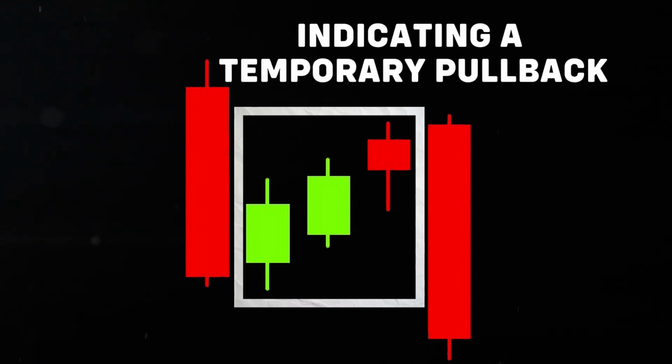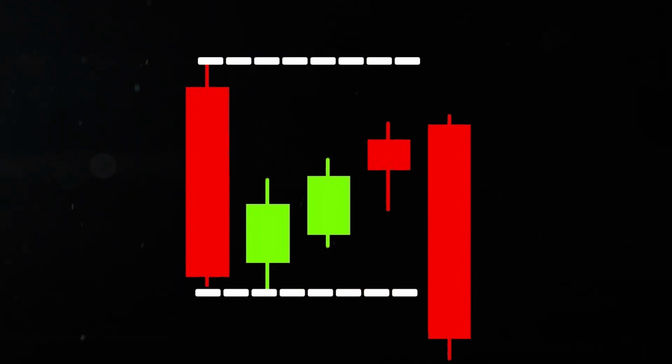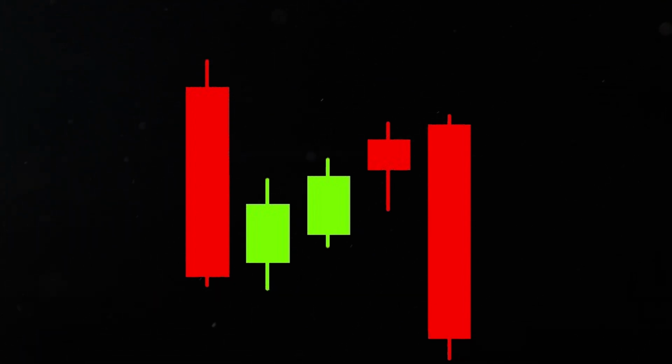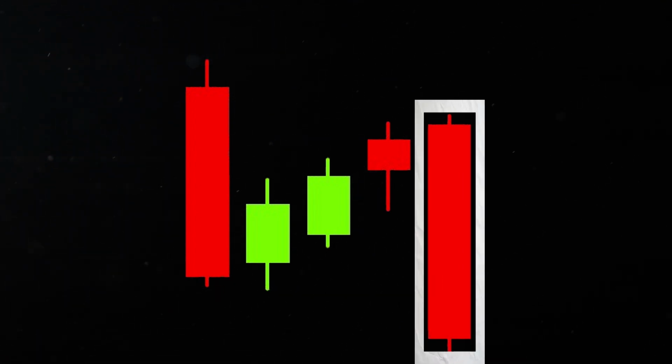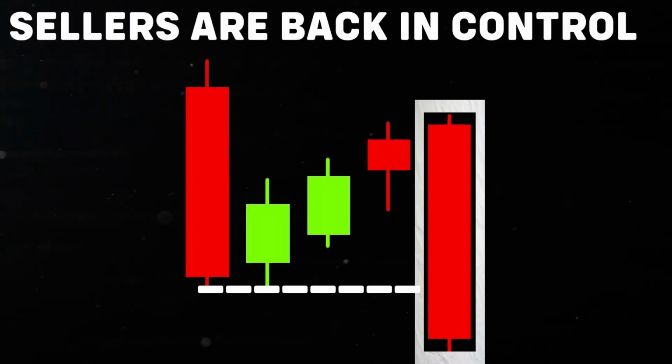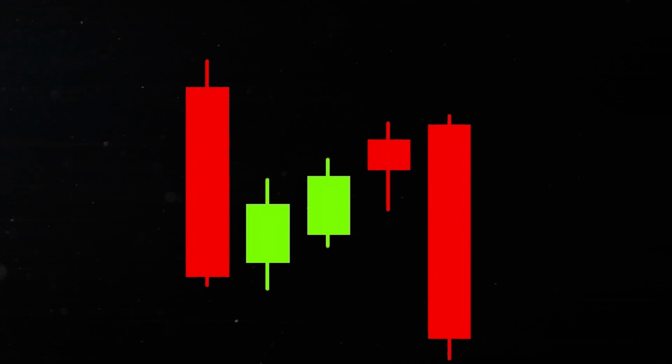Then, we see few small bullish as well as bearish candles, suggesting a temporary pullback. But here's the key. All of these smaller candles stay within the range of the first bearish candle. Finally, a strong bearish candle forms that closes below the low of the first candle, confirming that sellers are back in control. This tells us that the market is resuming the downtrend after a small consolidation period.